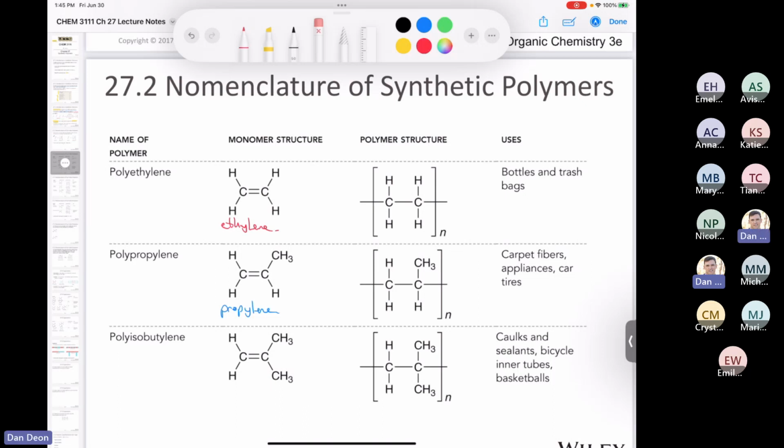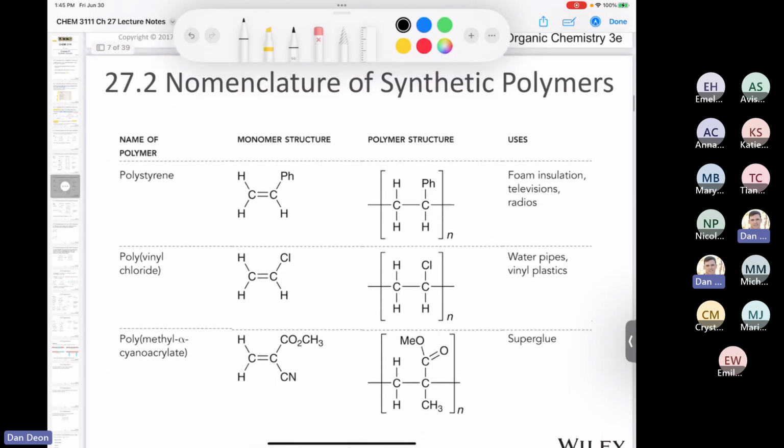Polypropylene is found in car tires. I guess I should write the whole name correctly here. Oh no, I did have it right. Polypropylene. There we go. Anyhow, the next one is isobutylene. I'm sure you've seen this molecule in your travels many times in Organic Chemistry 1 and Organic Chemistry 2. So polyisobutylene is used in caulking, in bicycle inner tubes, and some other things here.